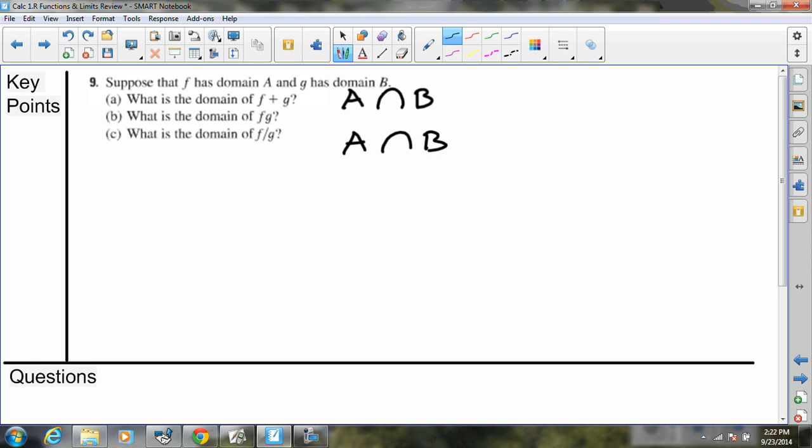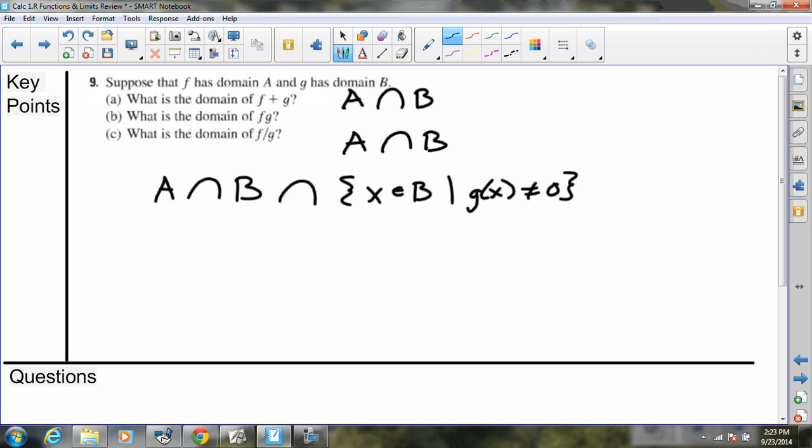But if we have the domain for f over g, the domain for the top has to make sense, and the bottom has to make sense. And we also need the criteria of x values that are in the domain of B, such that g of x is not equal to 0. The second part is just going through and saying, well, f has to make sense, g has to make sense, but because we're looking at f over g, we can't have g be equal to 0, because if it does, then we wind up with numbers that are forcing us to divide by 0, and we know that's outside the domain.